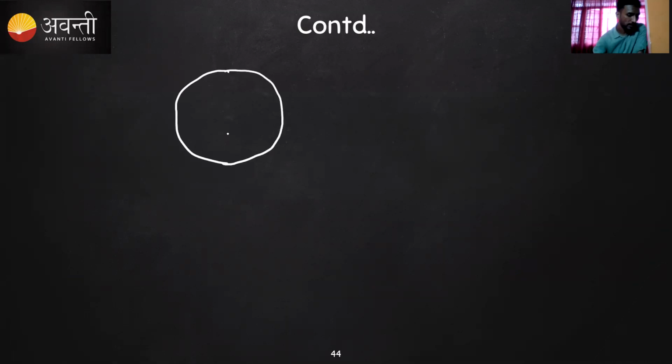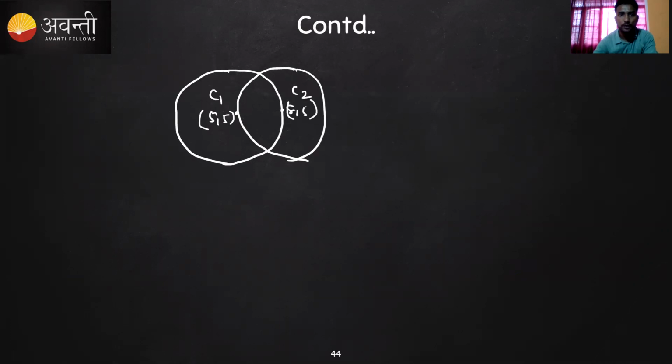Okay, we are going to draw this circle. It is basically nothing but (5, 5) and (8, 5). This is C1, this is C2. So this is (5, 5), and this is (8, 5). Again, it is basically the radius.